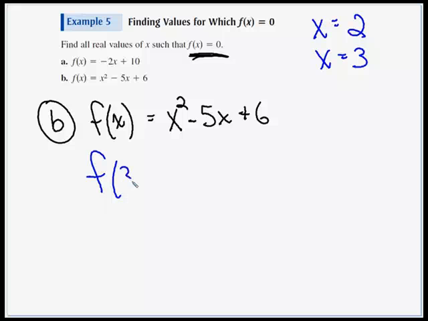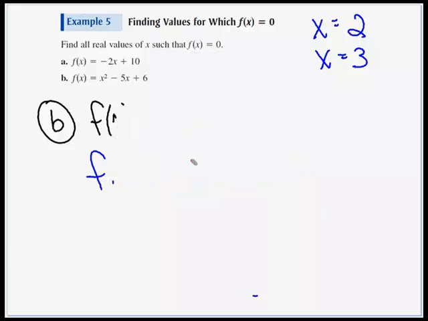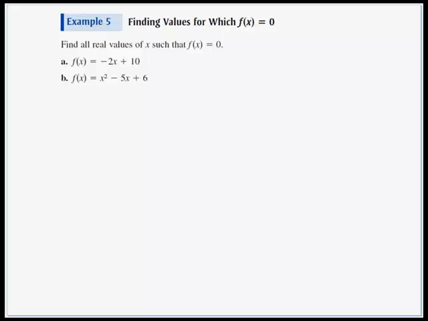And then f of 3. F of 3 would be 3 squared minus 5 times 3 plus 6. 3 squared is 9, minus 5 times 3 is 15, plus 6. Well, 9 minus 15 is negative 6, and negative 6 plus 6 is 0. So we found the values for which the function was equal to 0. Remember, these are members of our domain that when we run them through the function, give us an output value of 0.